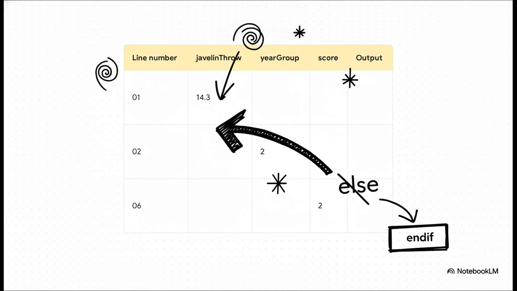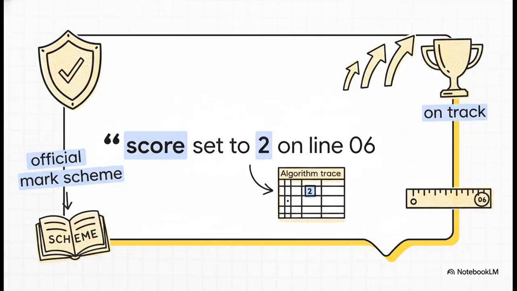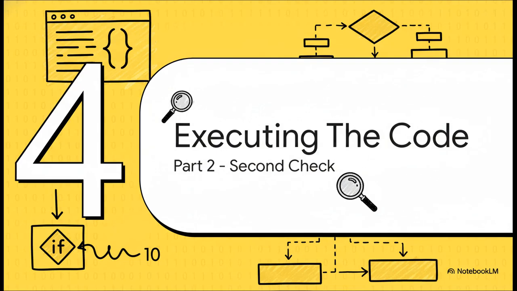And this is super important. Because we found a true in this if-else-if chain, we get to skip the whole else part. We just jump right over it, past the end if. And that was a really key step. We've navigated that first block of logic and given our score its first value. You know, if we check the official mark scheme, it says exactly that. Score set to 2 on line 06. So we know our step-by-step trace is spot on. Awesome. First logic block done.